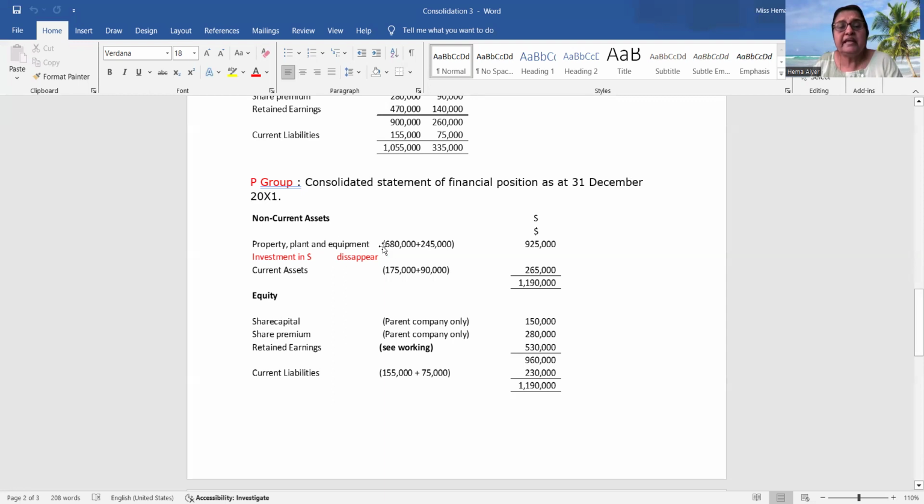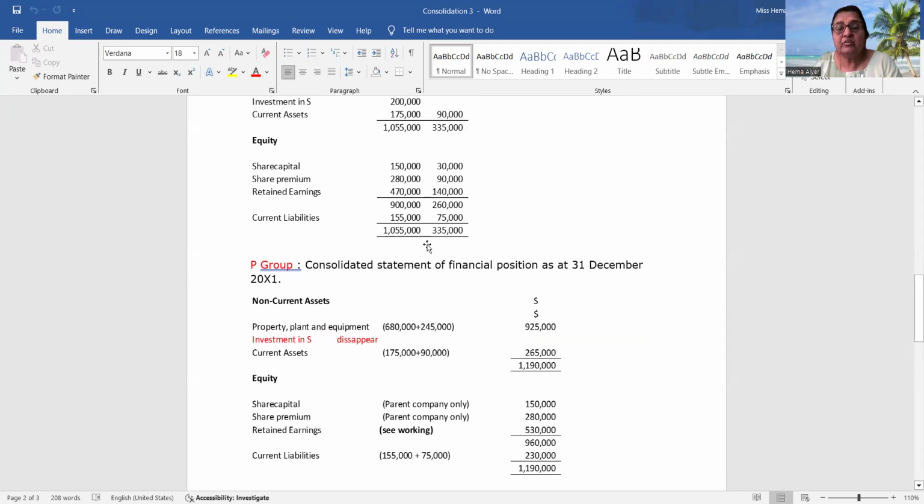So what we are doing is adding line by line. Property, plant and equipment we have added, at the end of the period. Then as usual, the investment in S, that 200,000, disappears. We are not going to take that because it is replaced by the net assets, the assets and liabilities. Current assets we are adding again. Then the share capital, parent only. Here also we are assuming that between the acquisition date and the reporting date, there is no change. But anyway, we are taking the reporting date figure, which is 150,000. Likewise, share premium is also 280,000 as on the reporting date.